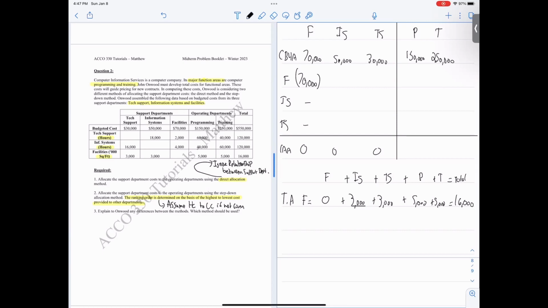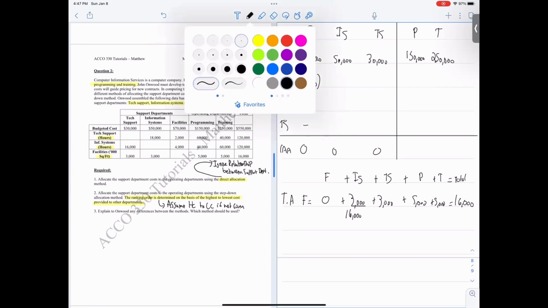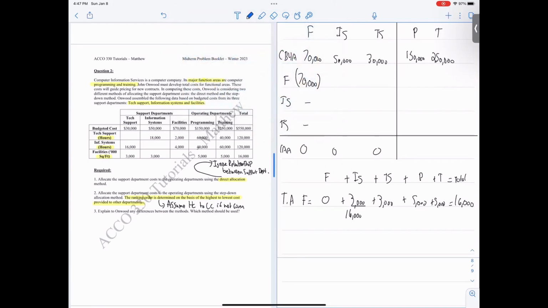So our first proportion, guys, is information systems, and they use 3,000 of the 16,000. So we do 70,000 times 3,000 over 16,000. That gives us a total cost to be allocated for information systems of 13,125. Okay. Then tech support uses 3,000 of the 16,000. So 70,000 times 3,000 over 16,000. That's also going to be 13,125.